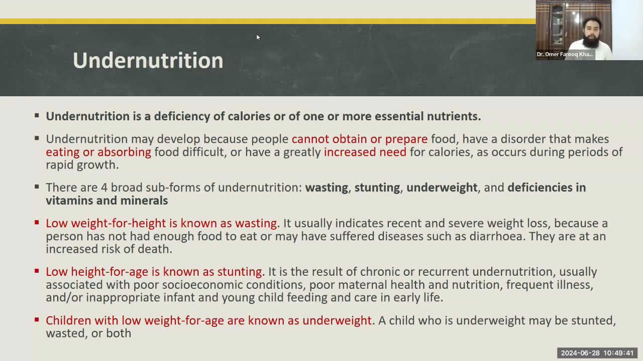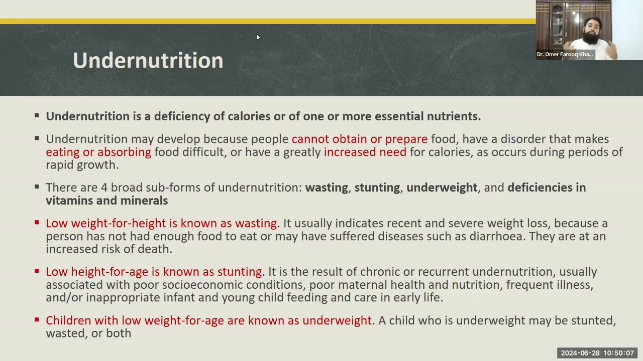Low height for age is known as stunting. Wasting is basically when you have your normal height. If a child is 10 years of age and his height is normal, just like other 10-year-old children, that person will not be called a stunted child. That person will be called a wasted child, because the child's height is normal compared to other 10-year-olds, but the weight is less.